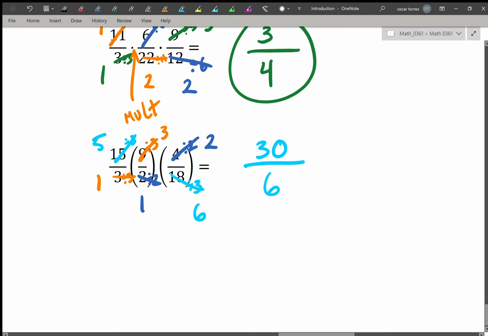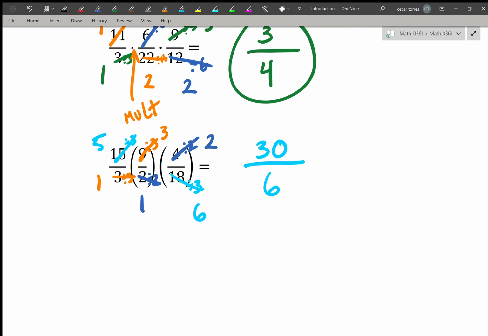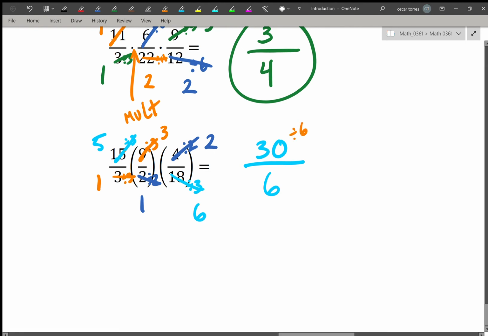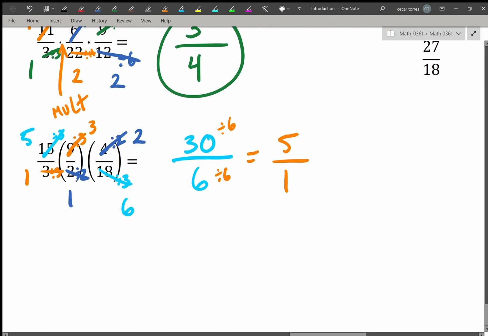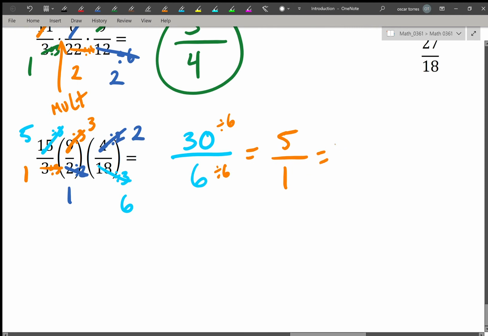Okay, so even though we simplified all of these numbers, we kind of crossed them out and simplified them, we can still actually simplify this result, because the number 6 actually goes into 30 and it goes into itself. So we can divide these one more time. We can divide 30 by 6, because 30 divided by 6 is 5, and 6 divided by 6 is 1. And 5 divided by 1 is actually just 5.